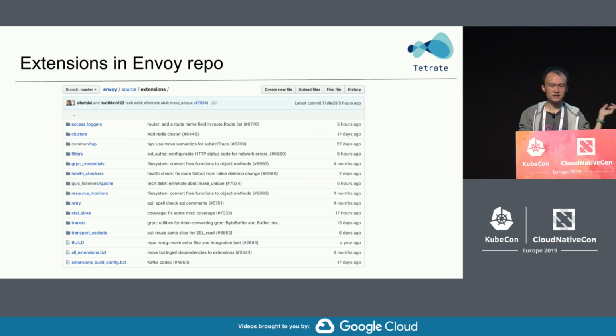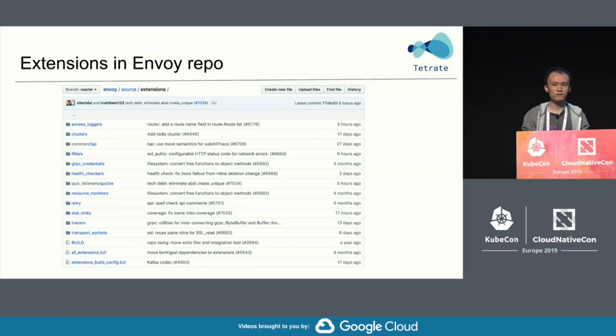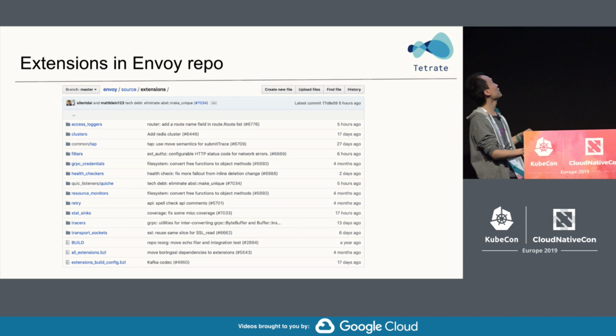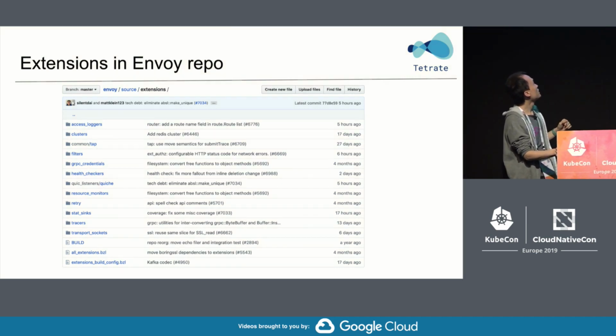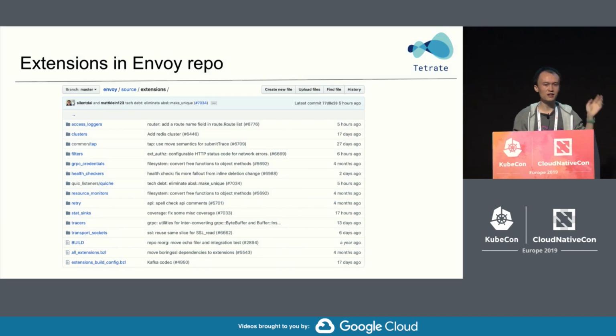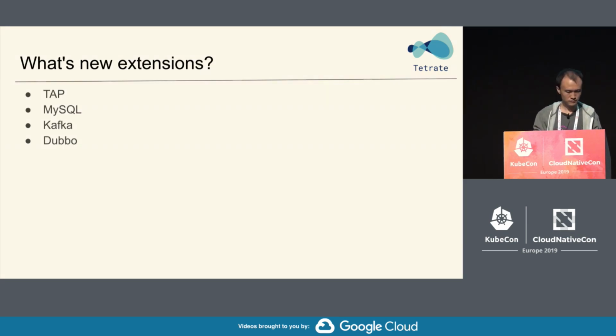So here is the screenshot I took this morning from the Envoy source repo's extensions. You can see it is updated pretty frequently, and those are the extensions that we have. I cannot list all of them since we already have tens of extensions here. So what are the new extensions?